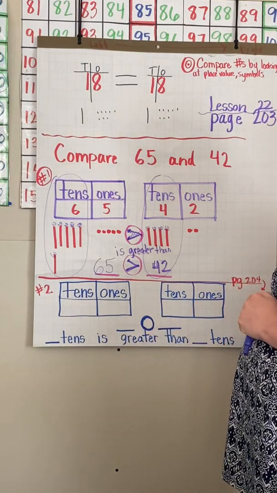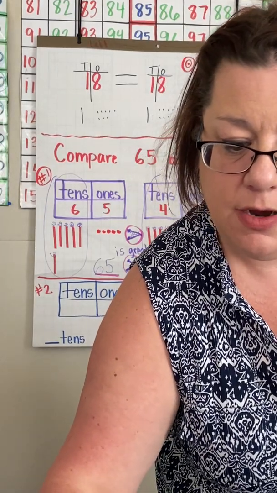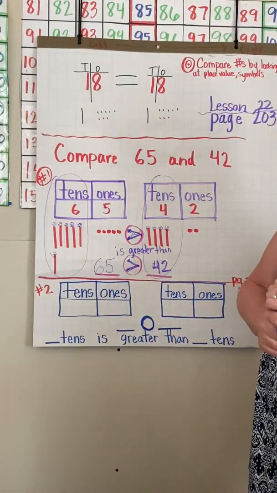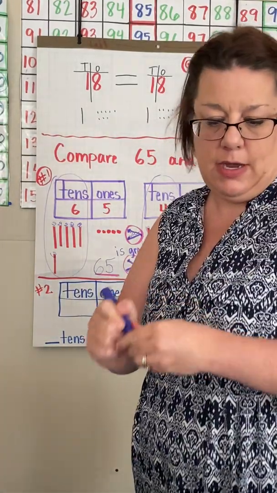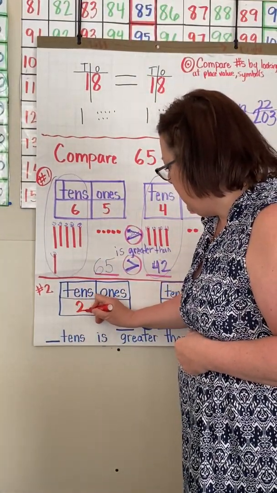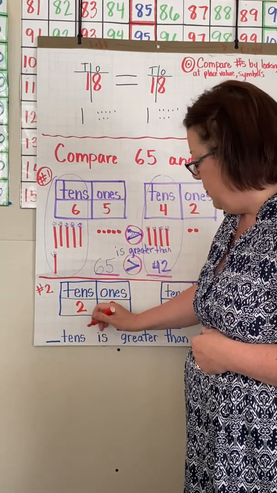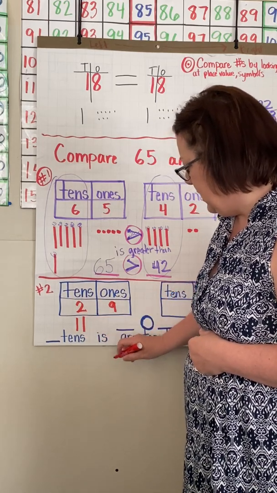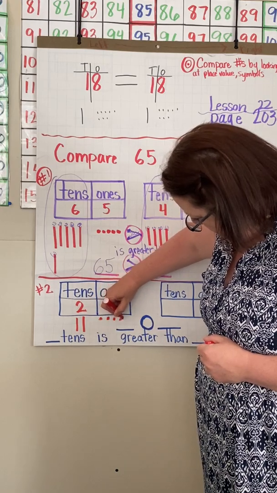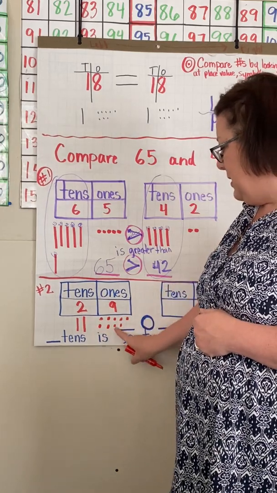Okay, the next problem, number 2 on page 203. We are looking at, oh, and Mrs. Anders doesn't have the numbers up there. We are looking at comparing 29 and 88. Let me grab a different marker. So if we have the number 29, we have 2 tens, 1 10, 2 tens, and 9 ones. 1, 2, 3, 4, 5 new lines, 6, 7, 8, 9. 2 tens and 9 ones.